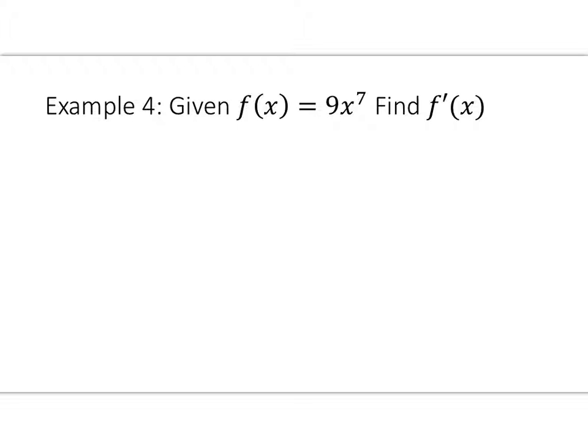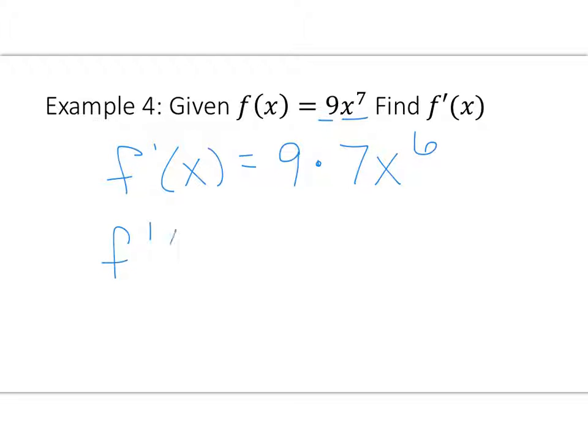So here I have f of x is equal to 9x to the 7th. So this is 9 as a constant times x to the 7th. So my derivative, f prime of x, is equal to the constant 9 times the derivative of x to the 7th, which is 7x to the 6th. So my derivative here, f prime of x, is equal to 63x to the 6th.